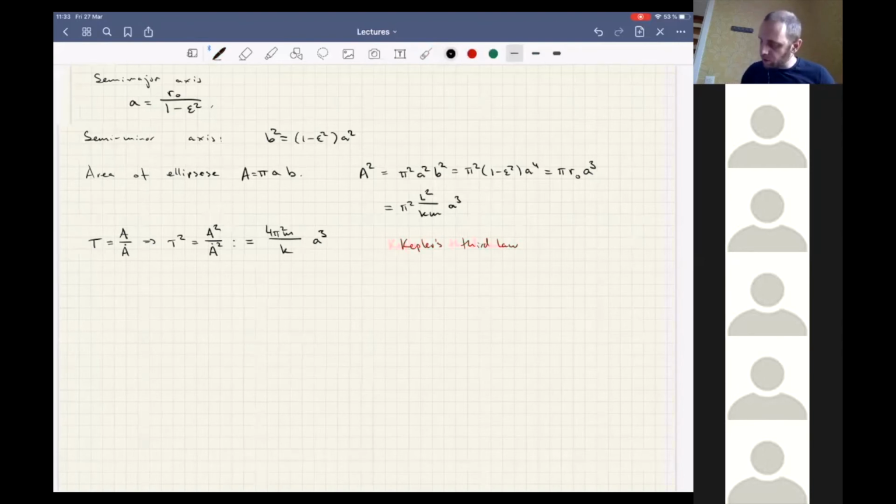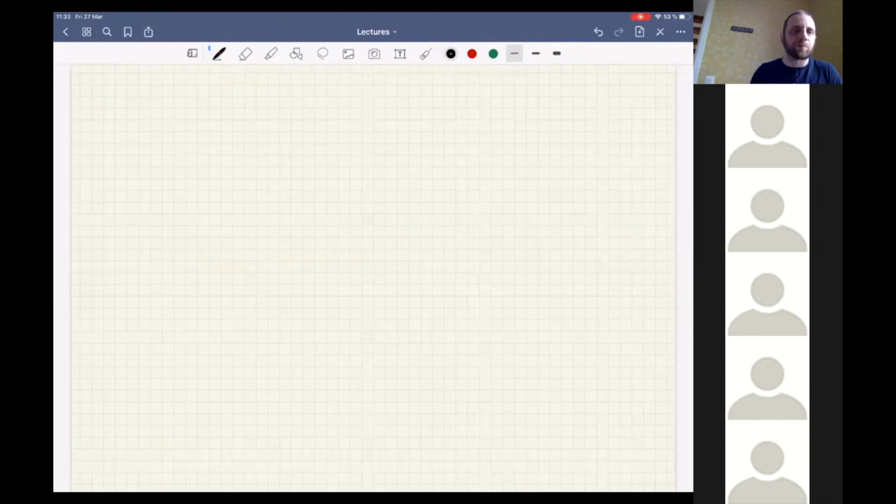Okay, so we're going to move away from central motion, essentially, and we're going to look a bit at the three-body problem. Now, you might have heard that the actual three-body problem is not solvable analytically. So what we're going to do is look at what is called the restricted three-body problem.